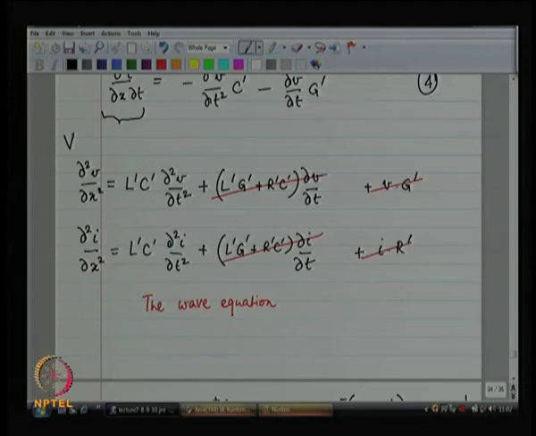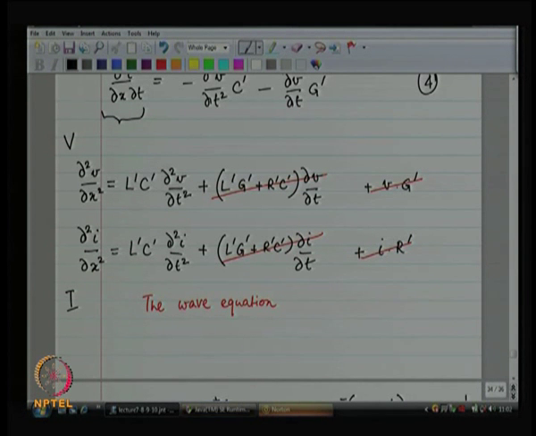So, now we are going to start talking about phasors. So, let us say capital V is the phasor for voltage, capital I is the phasor for current.